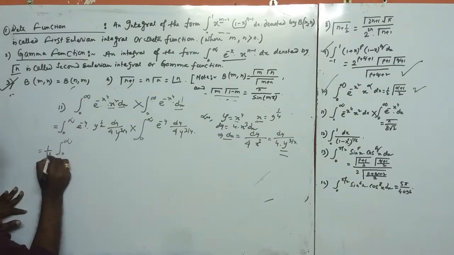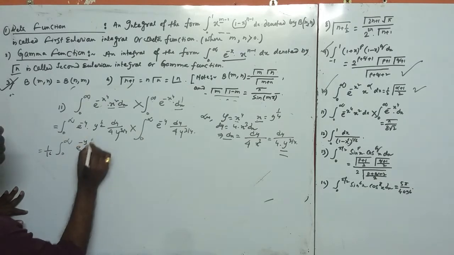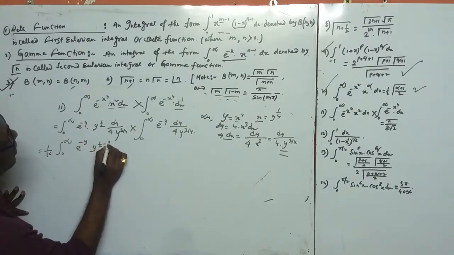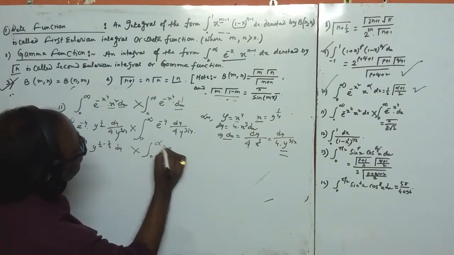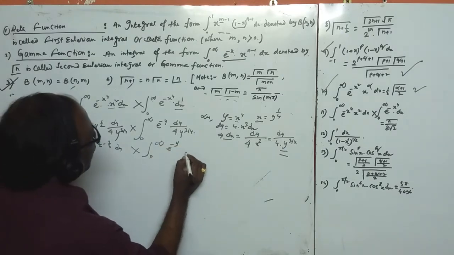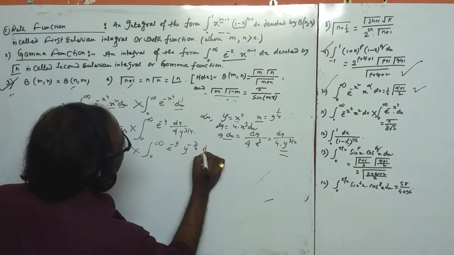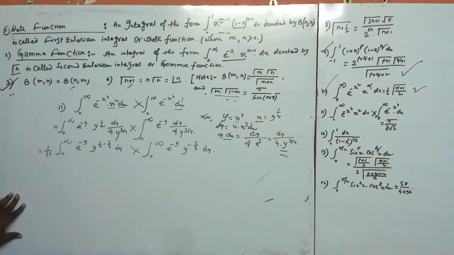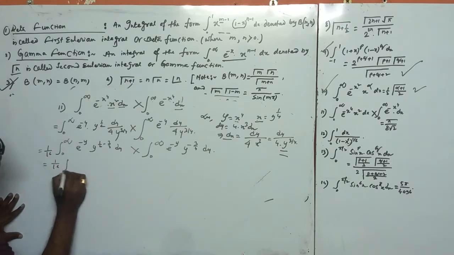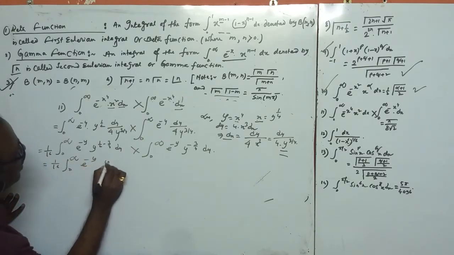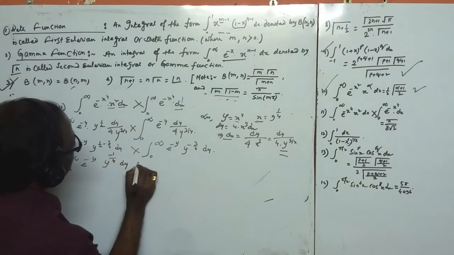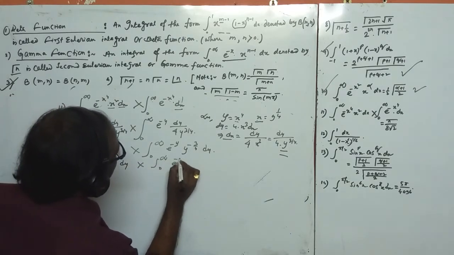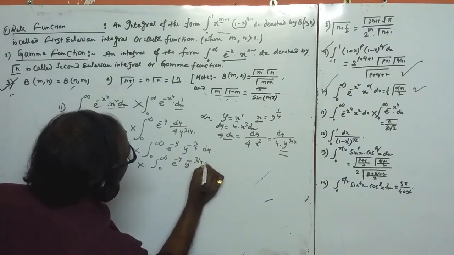Okay, e to the power minus y and y to the power half minus 3 by 4 dy, into 0 to infinity e to the power minus y and y to the power minus 3 by 4 dy. See, again write here 1 by 16, 0 to infinity e to the power minus y and y to the power, taking LCM 4, 2 by 4 minus 3 by 4, that is minus 1 by 4, dy, into 0 to infinity e to the power minus y, y to the minus 3 by 4 dy.